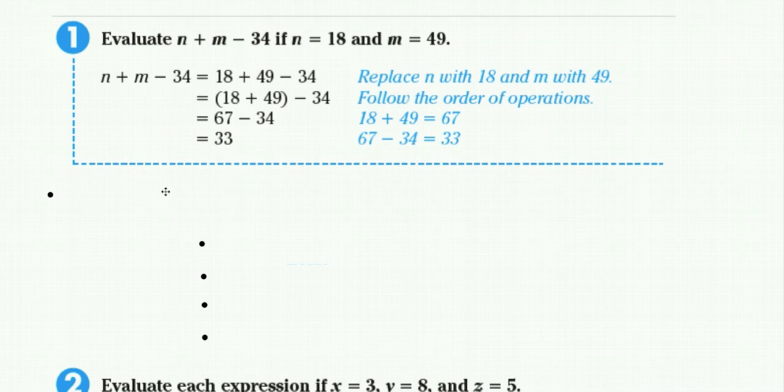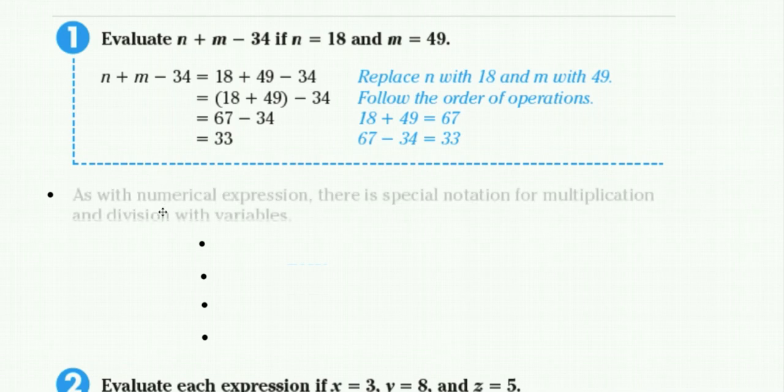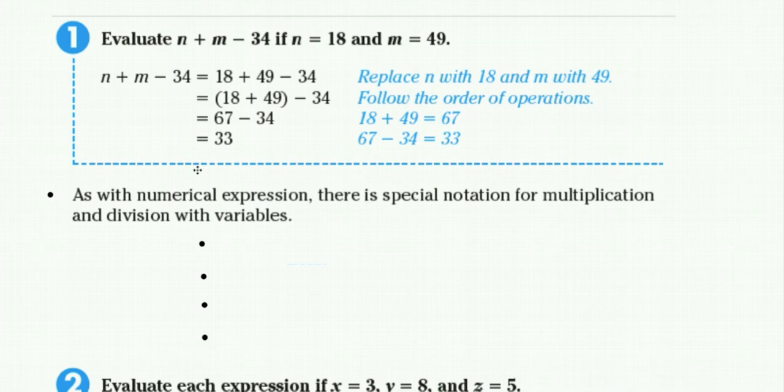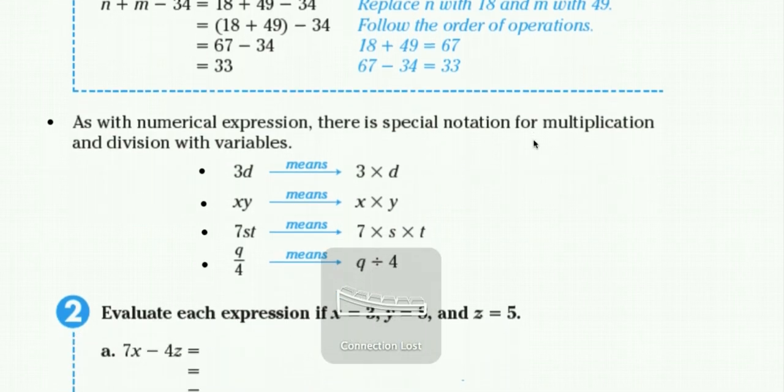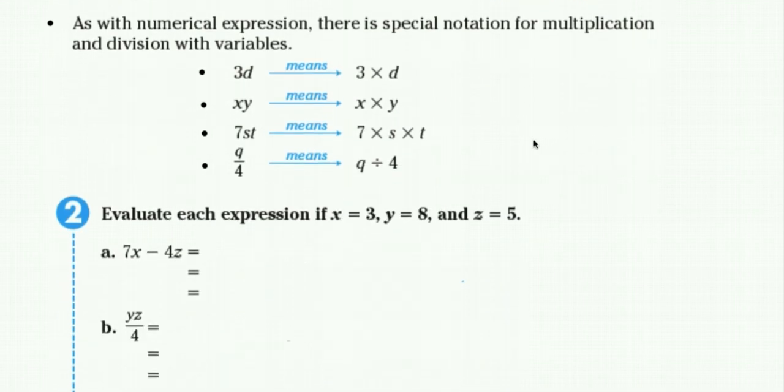Okay? As with a numerical expression, there is a special notation for multiplication and division with variables. We will recall 3d means 3 times d. Okay? xy means x times y. 7st means 7 times s times t. And finally, q over 4 means q divided by 4. Okay? So in algebra, you don't see a lot of the multiplication and division operations on the screen.